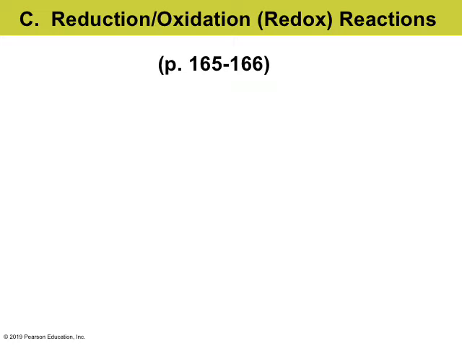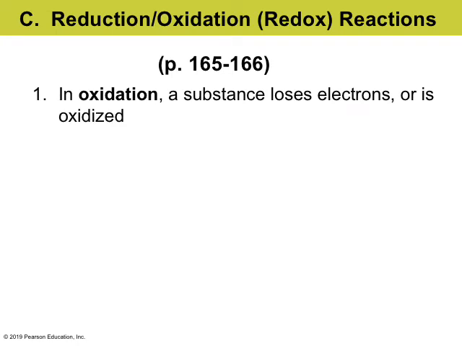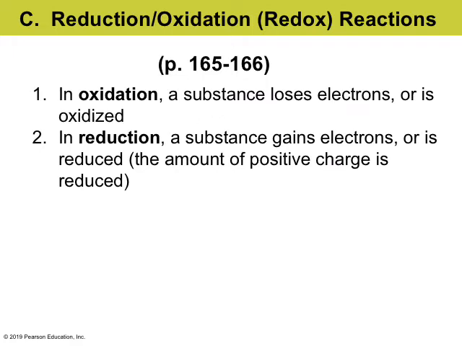So in order to understand how this happens, we do need to talk about reduction oxidation reactions, also known as redox reactions. And this is discussed on page 165 and 166 in your books. So in oxidation, a substance loses electrons. So if a substance loses electrons, it is oxidized. In reduction, a substance gains electrons or is reduced. In other words, the charge is reduced, so it's gaining an electron.